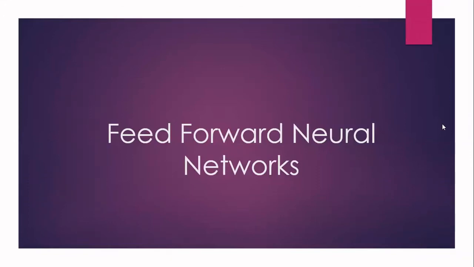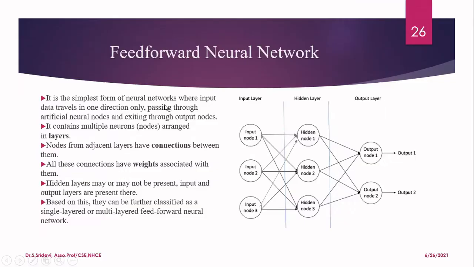In this class, we will see about feed-forward neural networks. It is the simplest form of the neural network where we have some input and that input data travels in one direction only. That's why it is called a feed-forward neural network. You are going to feed the network with your data and the data will travel in the forward direction only. And the data will pass through the neural network nodes and finally it will exit the network at the output node. And this network contains multiple neurons which are called nodes.